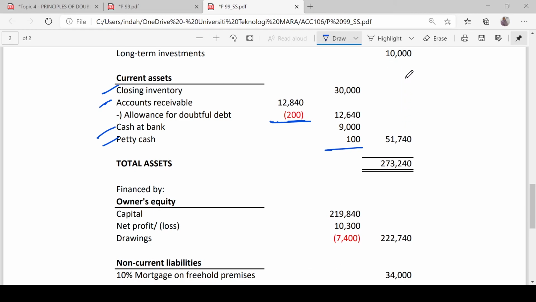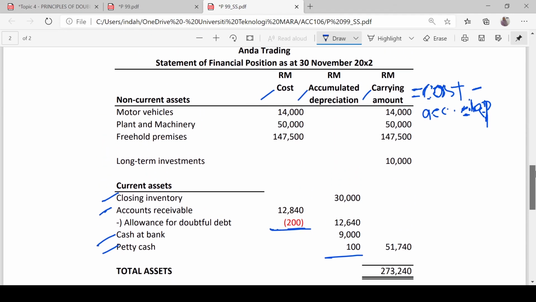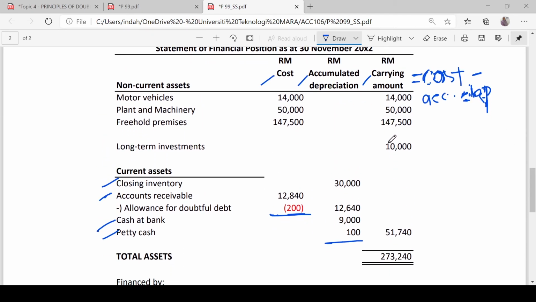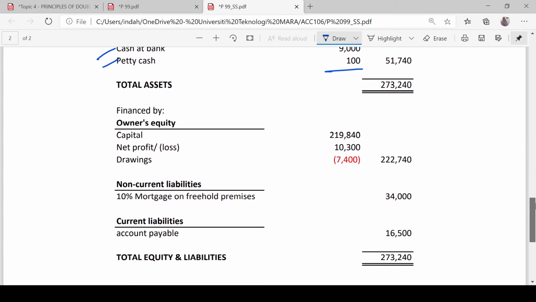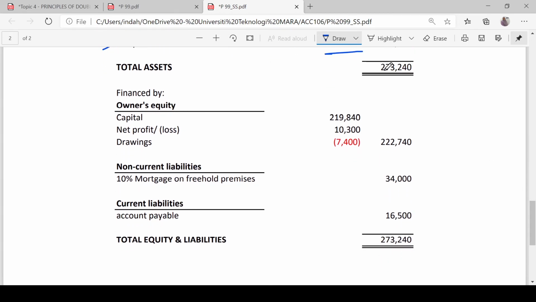51,740 for current asset. So add all together: the total non-current asset plus the current asset, so the total asset is equal to 273,240. All of this is financed by owner's equity, non-current liabilities, and current liabilities. For owner's equity, we have capital at the beginning of the year, net profit or loss from the statement of profit or loss, and the drawings. Capital is 219,840.